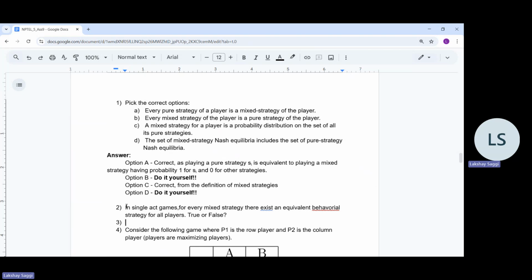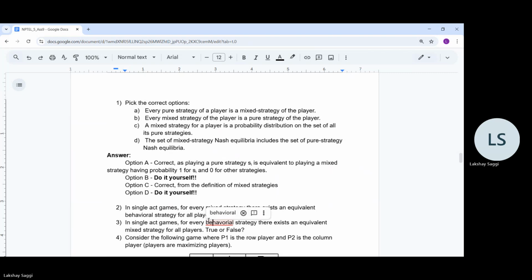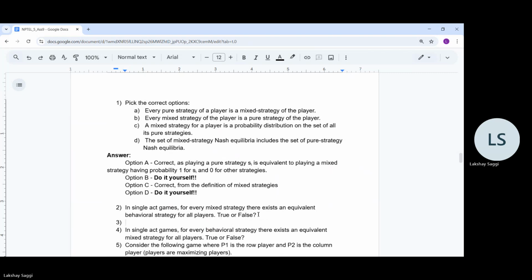Similarly, let's add another question. In single act games, for every behavioral strategy, there exists an equivalent mixed strategy for all players. Okay, so these are the two questions.